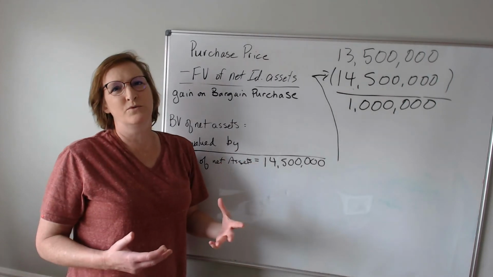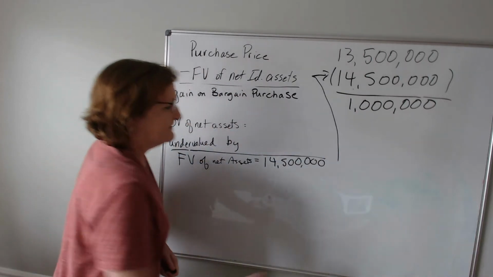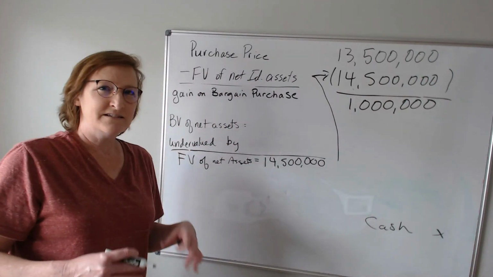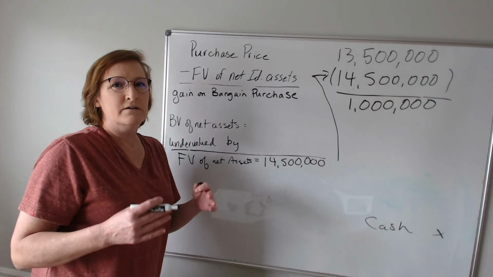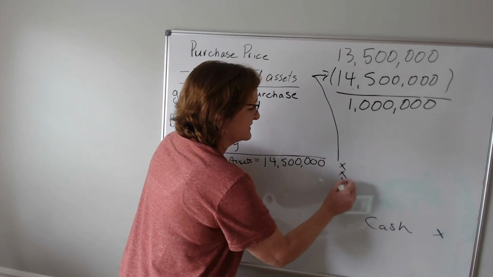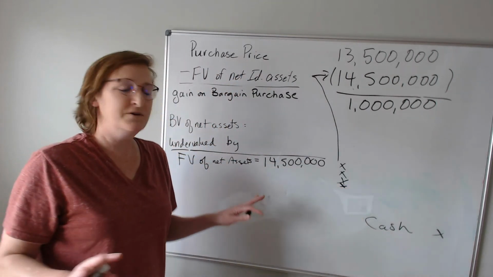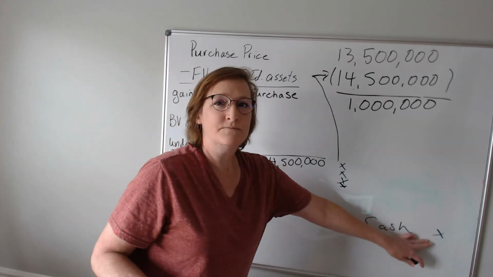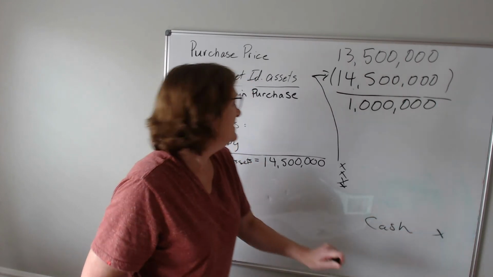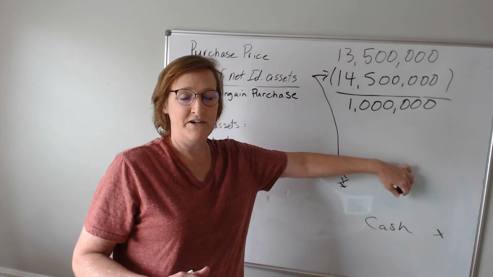The way this is going to look when you book it in journal entries is that the company acquiring is going to credit their cash, and they're going to record all the assets and liabilities at their fair values. So you'll have debit cash, and accounts receivable, whatever else. Think about it. We'll pretend there's no liabilities in this case. The cash going out is $13,500. The assets coming in, let's assume they all add up to $14,500.